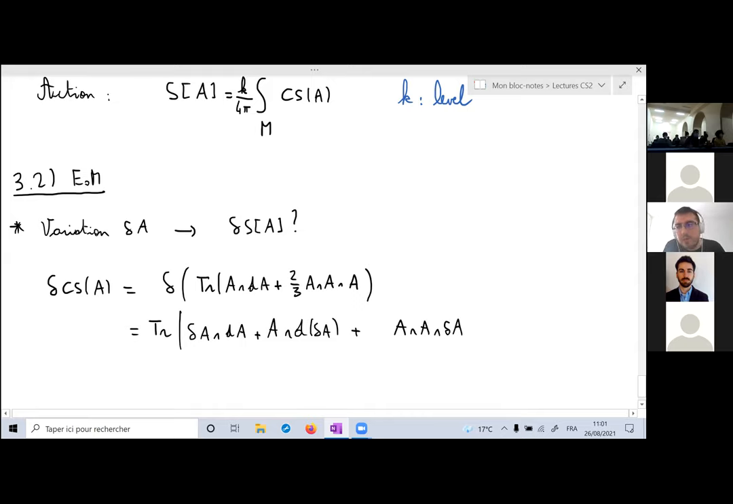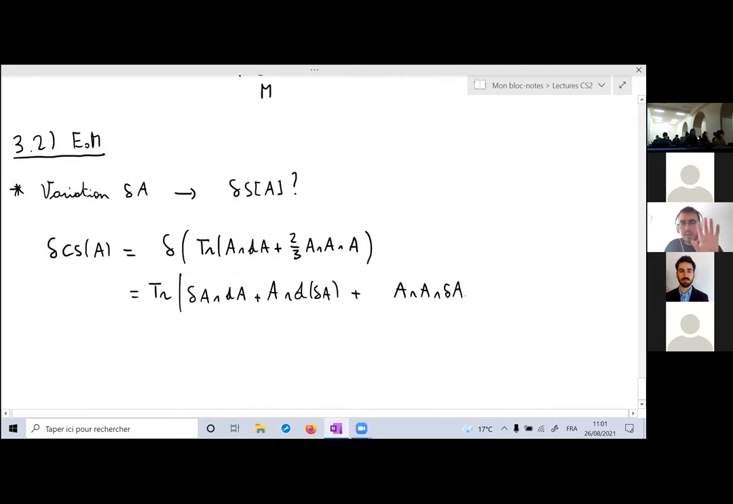But then I can use the cyclicity of the trace to always bring the delta A back to the end. Because I have forms here, I could get some minus signs when I do this. But because it is just a cyclic permutation of three one-forms, I get no minus signs, meaning that all three terms with delta A contribute equally, and that removes the 1/3 that I had here. So in the end, I get 2 A wedge A wedge delta A.